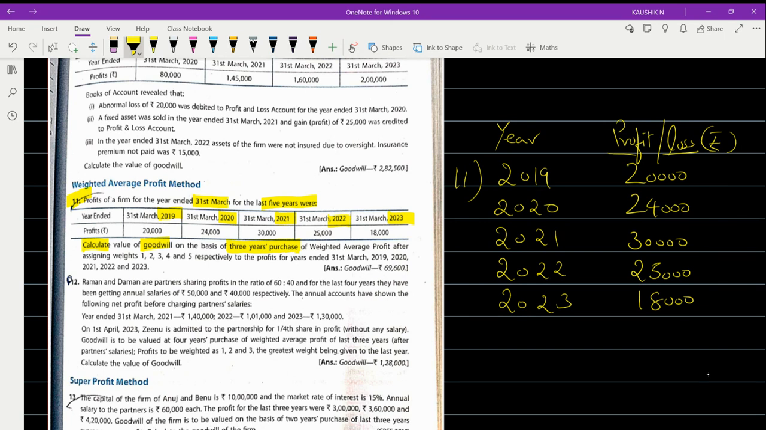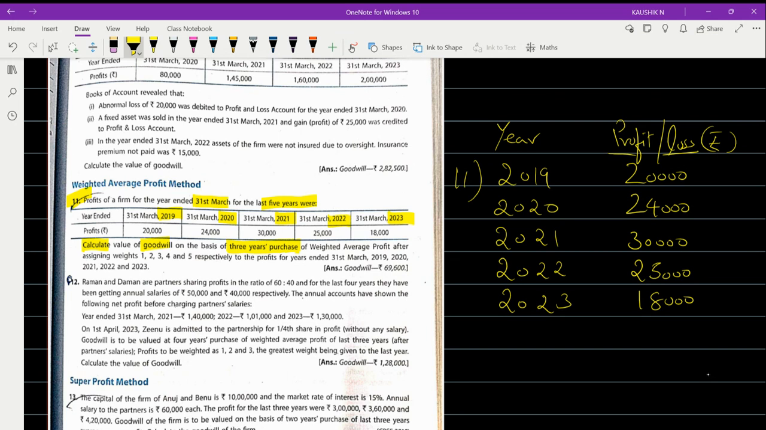Three years. Please listen carefully. That's why I'm underlining everything, I'm highlighting everything. Please have your focus. So the number of years purchase given for us is 3 years. But profits are given for 5 years. So out of that 5 years of profit, you are going to take only 3 years for the calculation of goodwill. Okay, 3 years purchases.